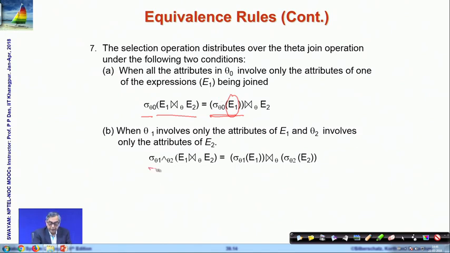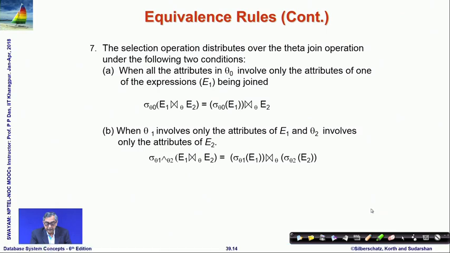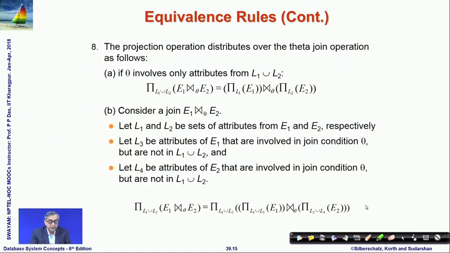And similarly, another distribution rule is shown here, where you are doing a selection on a conjunction of theta1 and theta2 on a theta join. Then you should be able to distribute based on the conditions theta1 and theta2, if theta1 involves only the attributes of E1 and theta2 involves only the attributes of E2. These are pretty straightforward rules if you think about the corresponding set theoretic reason.